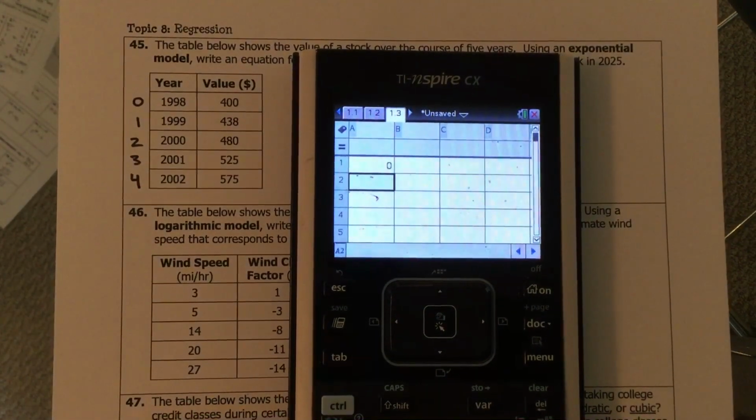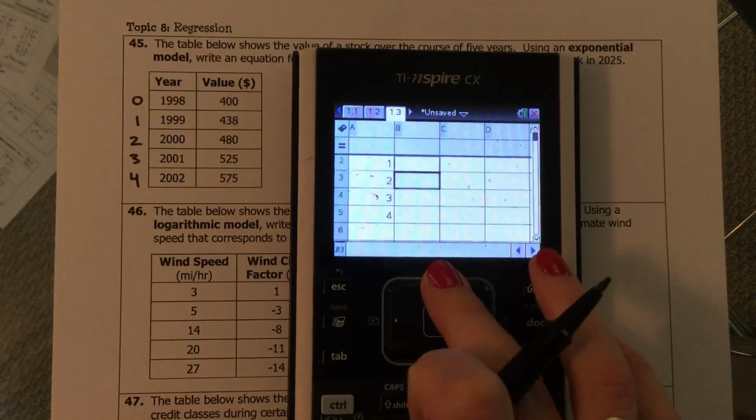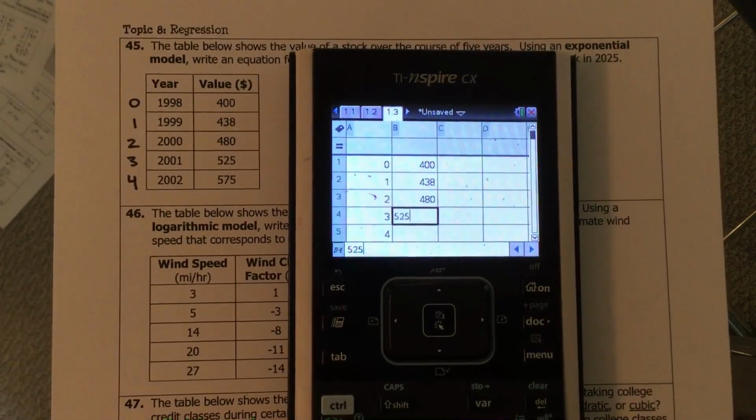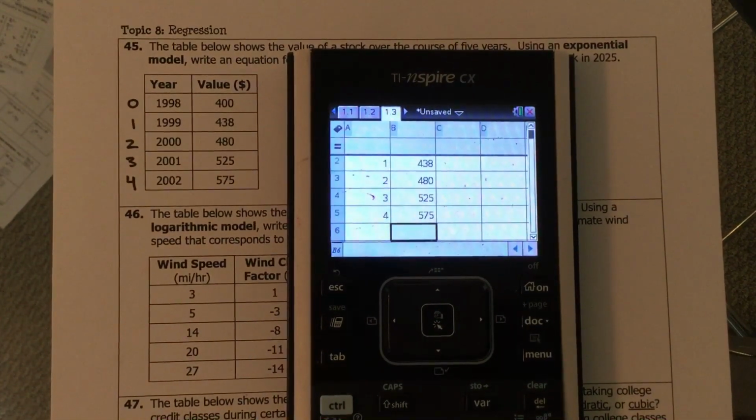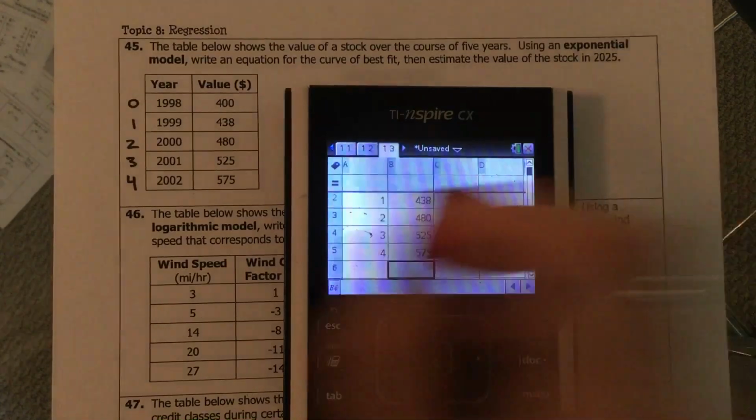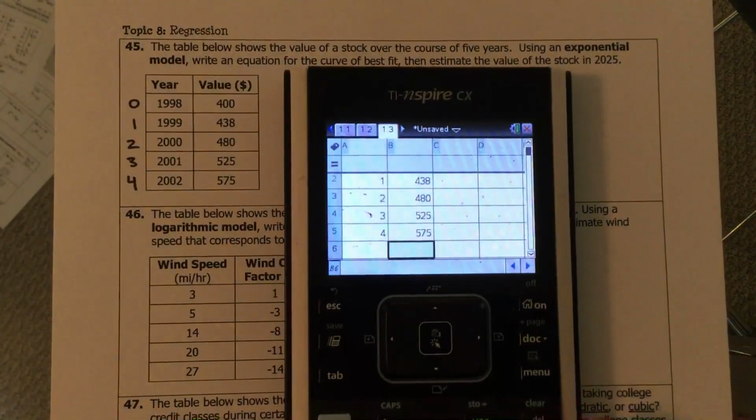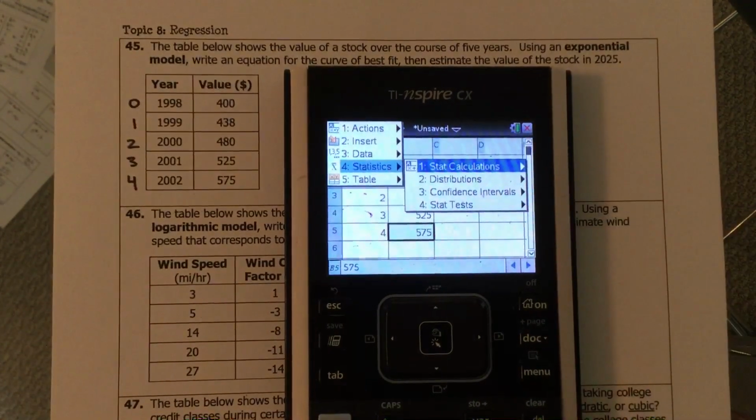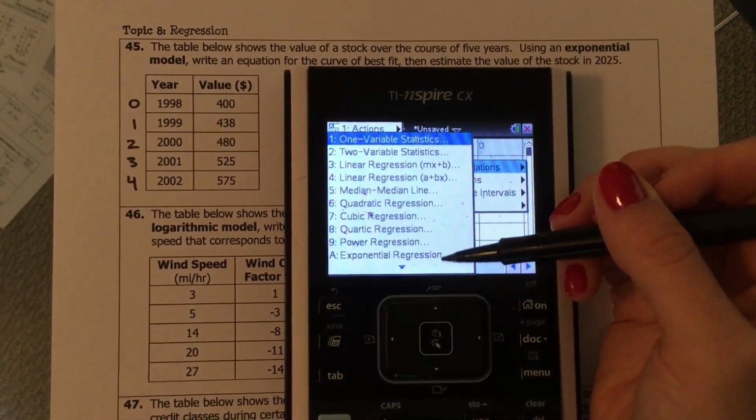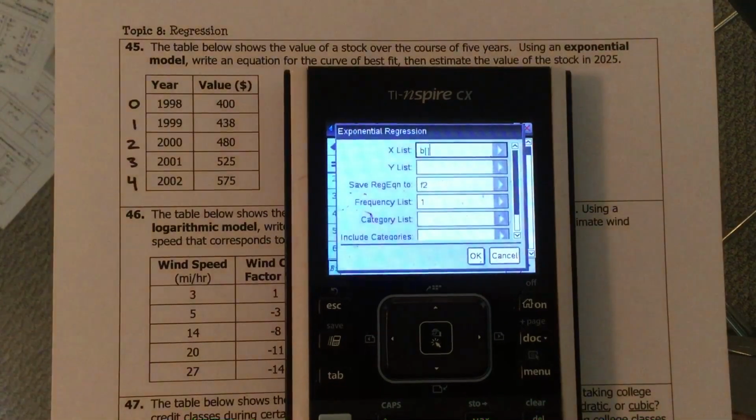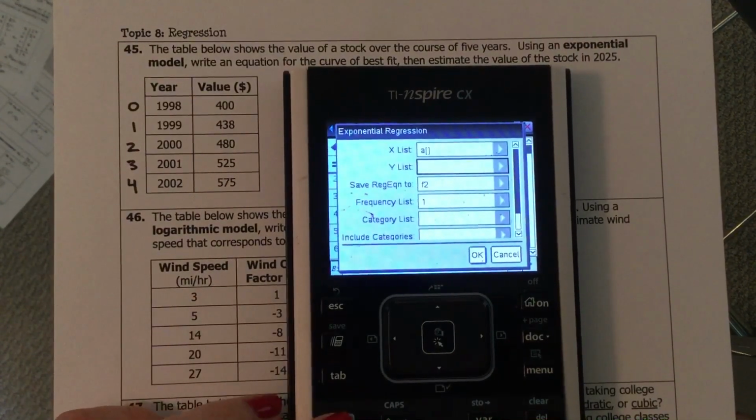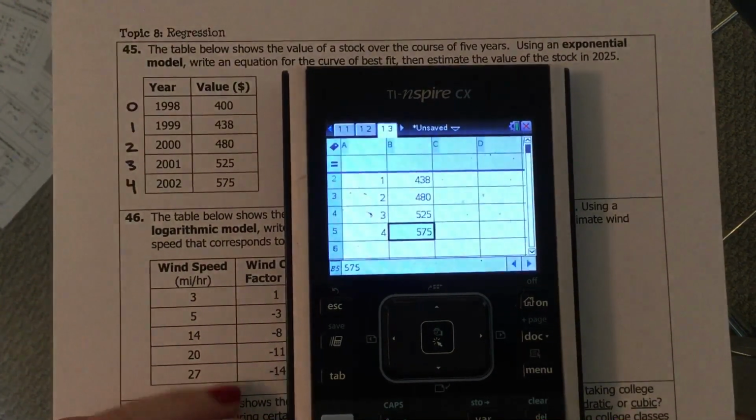So we have 0, 1, 2, 3, 4, and then we have these stock values over here. So they're claiming that these stock values are growing exponentially rather than linearly or something like that. So those are the values that you type in. So first thing we want is use an exponential model to write an equation, then we're going to estimate using this. So you're going to hit the menu key, and then there's a value for statistics, and then stat calculations. All the way down here, letter A is the exponential model. So you press that. It's going to ask you where your lists are. So the X values are in list A. The Y values are in list B. And then go ahead and press enter.